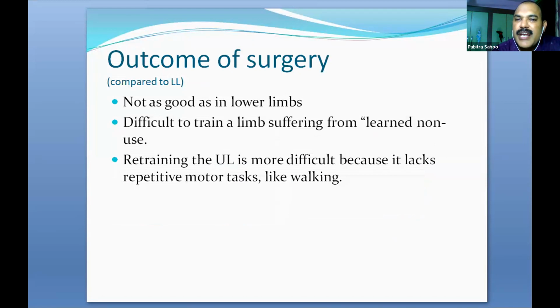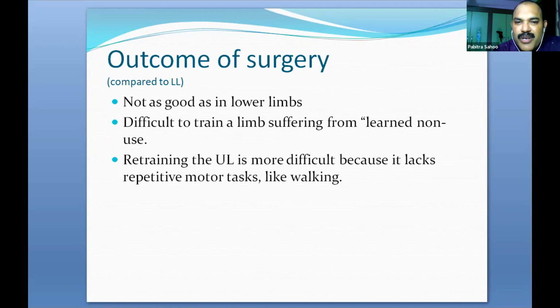It is very difficult to train a limb suffering from learned non-use, because most of these limbs are learned non-use. For a lower limb, they are forced to use it. But in the case of the upper limb, it is learned non-use. The parents help in feeding. Parents help in ADL activities. So these are all learned non-use. The child is not allowed to use his or her hand, but the child is forced to walk. So in that way, it is different from the lower limb surgeries.